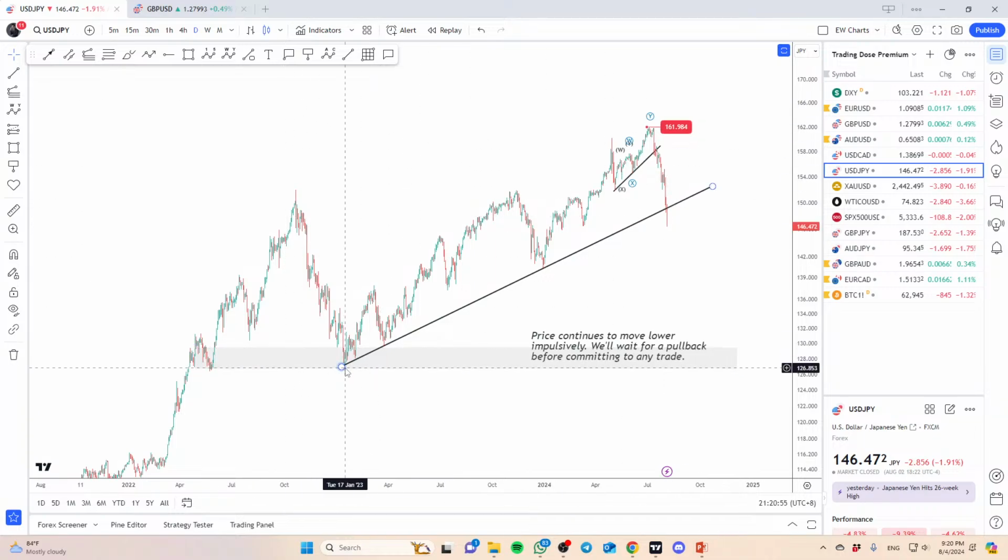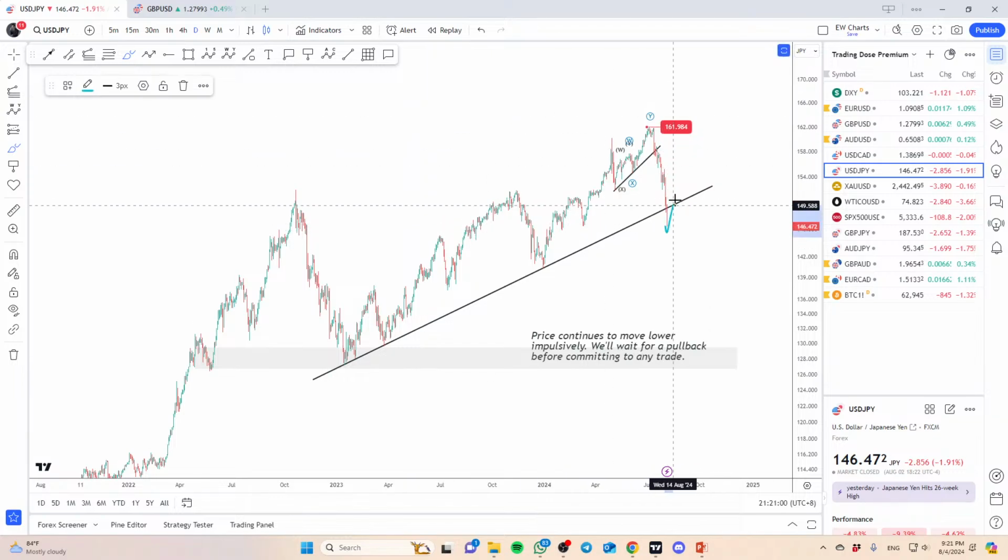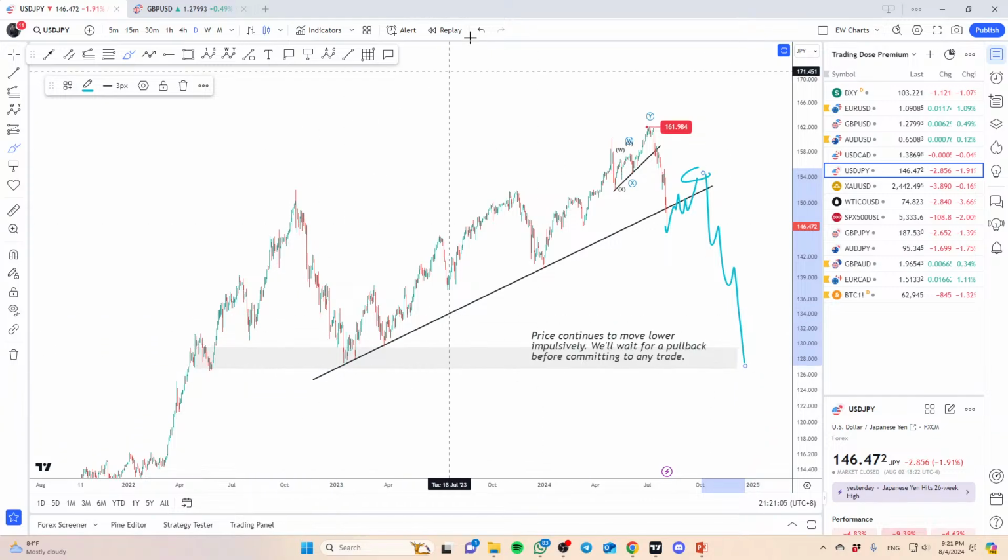It just managed to take out this trend line structure over here as well. My belief is that it will pull back at some point in time, and that pullback will give us that sell opportunity.